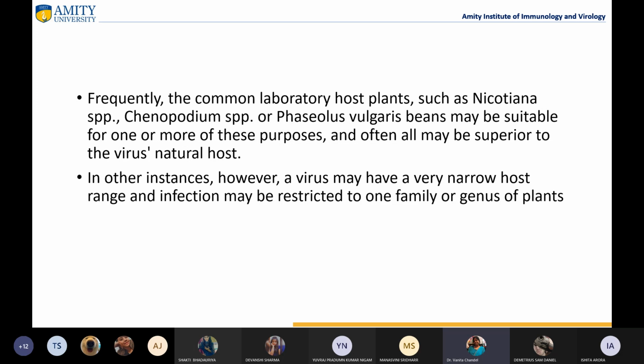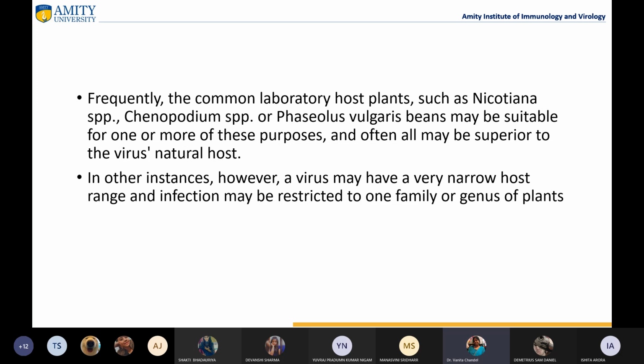So frequently, the common lab host plants such as Nicotiana species, Nicotiana tabacum, Nicotiana benthamiana, Chenopodium album, Chenopodium species, and Phaseolus vulgaris beans may be suitable for these purposes. These are the common host plants which are being used, and virus is being maintained on these host plants. These host plants can be infected by many kinds of plant viruses. They are host to many viruses. That's why they can be used.